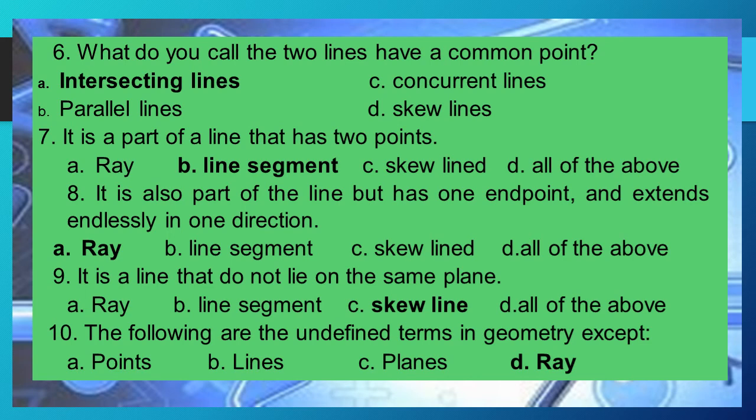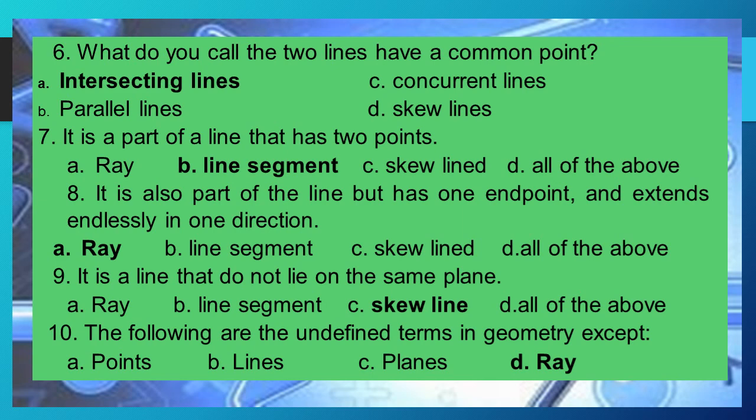Number 8. It is also part of a line but has one endpoint and extends endlessly in one direction. A. Ray. B. Line segment. C. Skew line. D. All of the above. The answer is letter A. It is a ray. A ray is composed of one endpoint and extends in one direction.